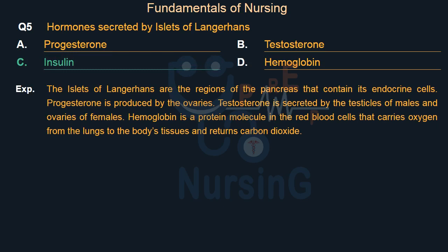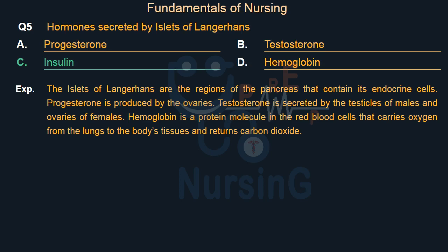The islets of Langerhans are the regions of the pancreas that contain its endocrine cells. Progesterone is produced by the ovaries. Testosterone is secreted by the testicles of males and ovaries of females. Hemoglobin is a protein molecule in the red blood cells that carries oxygen from the lungs to the body's tissues and returns carbon dioxide.